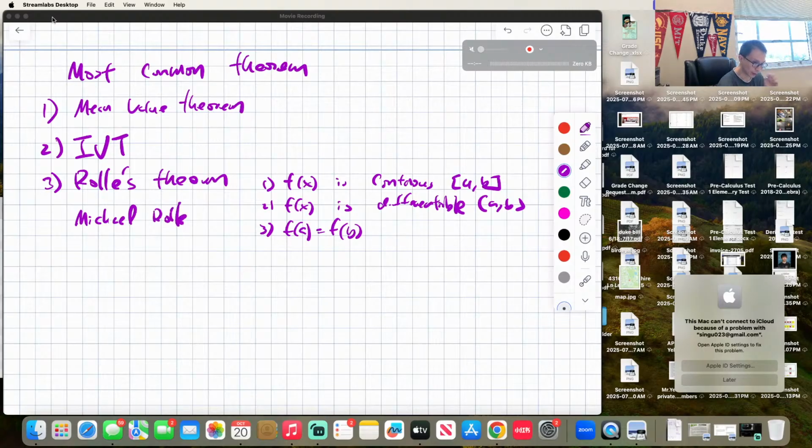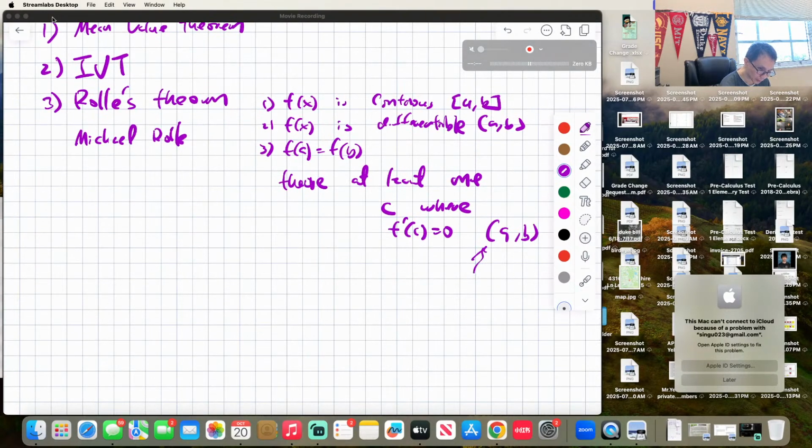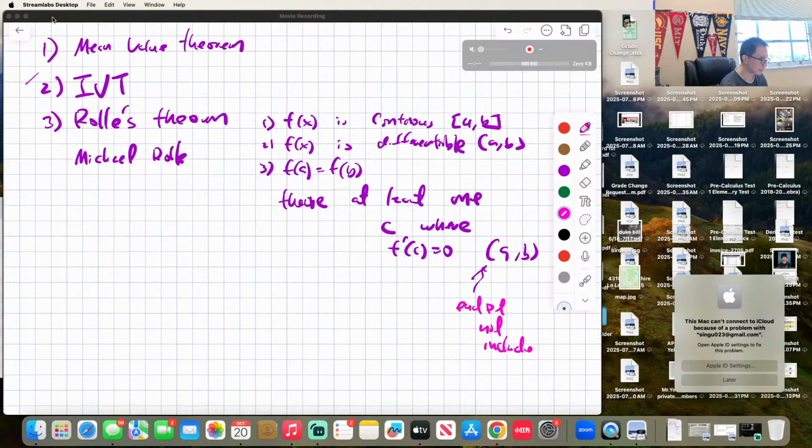And they say there is at least one c where f prime of c is equal to 0 between a and b, not including endpoints. So endpoints are not included. And this is very, very important because 3 and negative 3 is not included on a semicircle. IVT, we already talked about before. Just make sure they go to a certain value. Mean value theorem is kind of like IVT, but in terms of derivative.